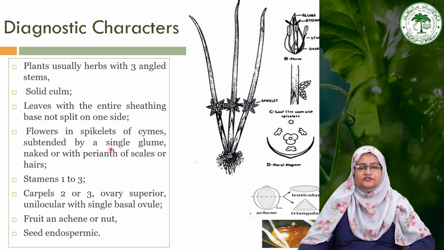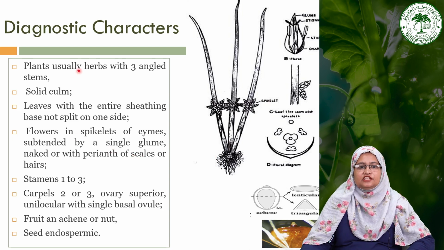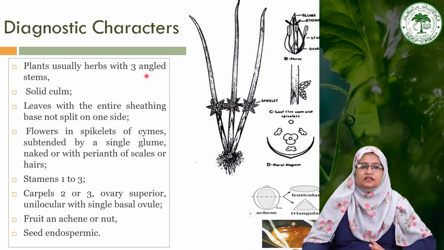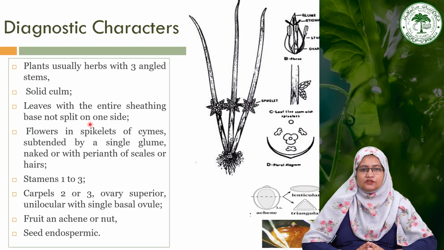Now if we see the diagnostic characters of the family Cyperaceae, as we have seen, the plants are usually herbs with 3-angled stems. As we have seen earlier, this is one of the characteristics of the family Cyperaceae, and they have a solid culm type of stem, leaves with entire sheathing bases not splitting on the side. So they have a closed sheathing base. This is another characteristic that is different from the Poaceae family.